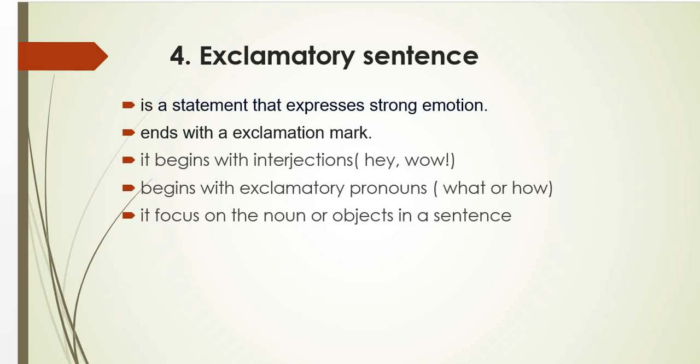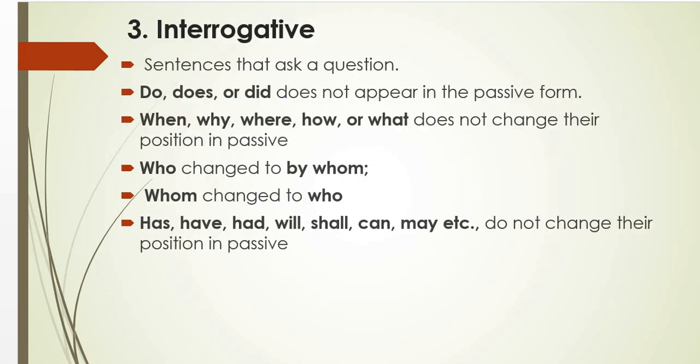So the next one is the interrogative. Third one, interrogative sentences. Interrogative sentences ask a question. Do, does, or did doesn't appear in the passive construction. When, why, where, how, or what doesn't change its position, and is used as it is in passive construction.